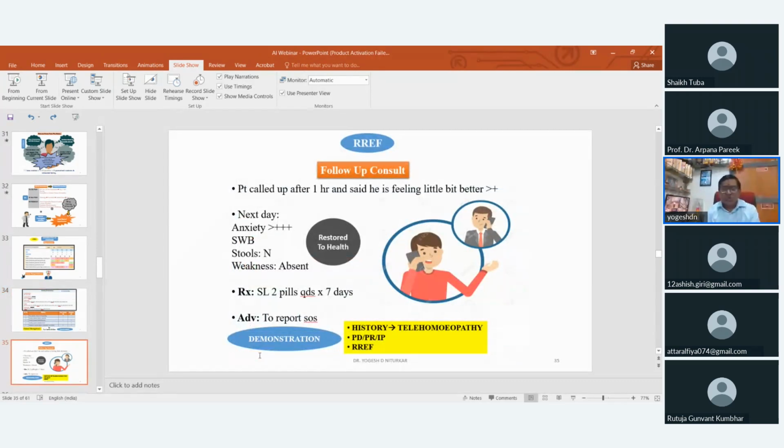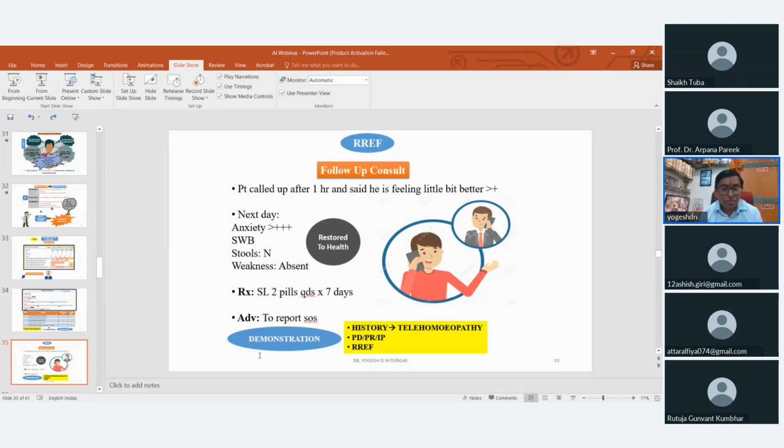The remedy response evaluation form, as I had mentioned earlier, and the follow-up consult. The patient on his own called up after 1 hour and said he is feeling a little bit better. The anxiety has reduced. Next day, the anxiety was ameliorated. The sense of well-being was there. SWB stands for sense of well-being. That was there. Stools were normal. Weakness was absent, and he was restored to health.